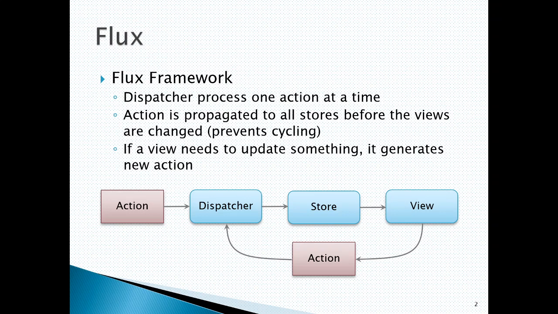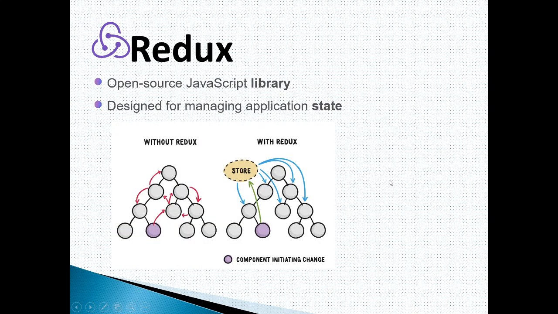If a view needs to update something, it generates a new action, and on the basis of that action, again the dispatcher will work and update the store accordingly, or get some information from the store accordingly. This is the actual Flux model. There are three major points: the actions, dispatchers, and the store. On these three principles, the Flux model basically works. This is basically one-way rendering.